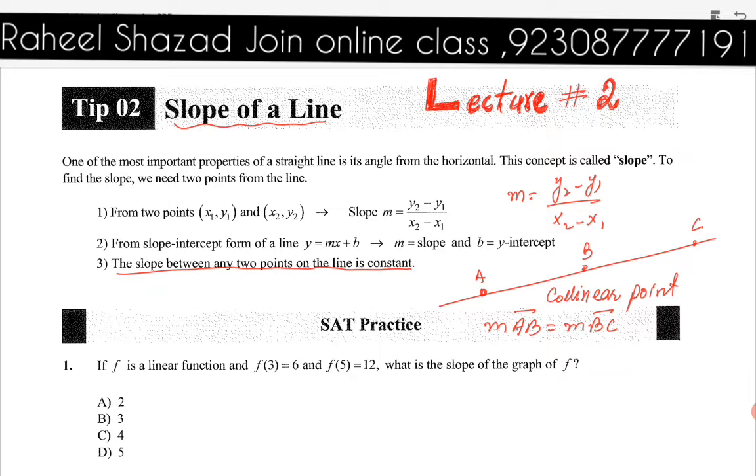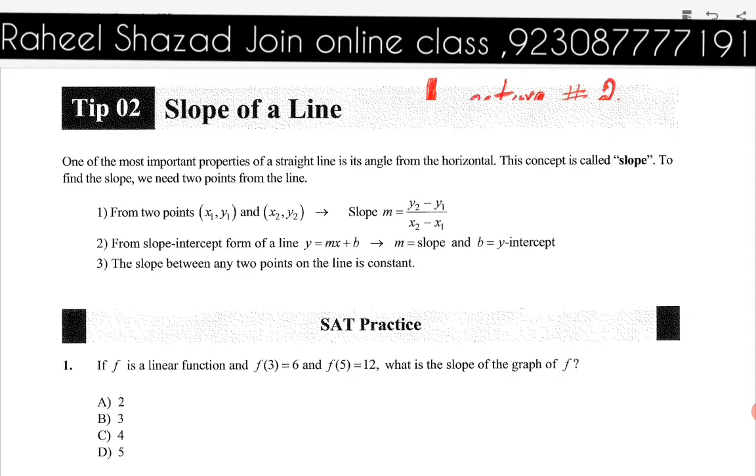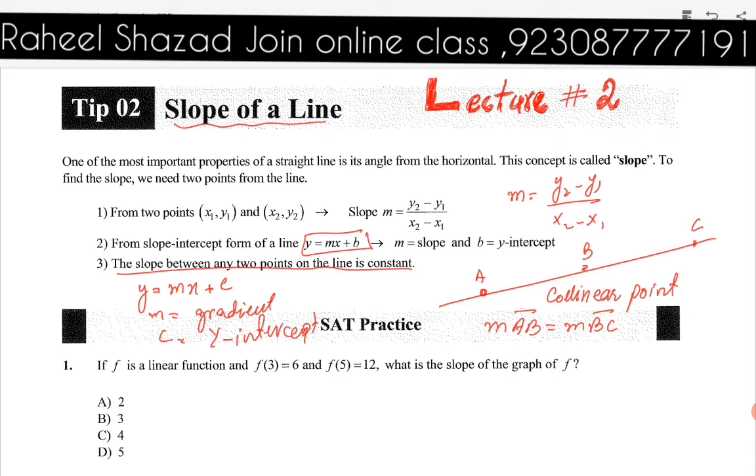And the second thing is the slope intercept form, y equals mx plus c. When we have the equation of a straight line, it is always y equals mx plus c. We know that m is always the gradient and c is the y-intercept. Y-intercept means the point where any line cuts the y-axis. It's known as y-intercept, right?